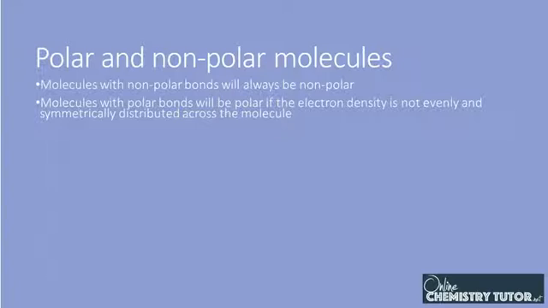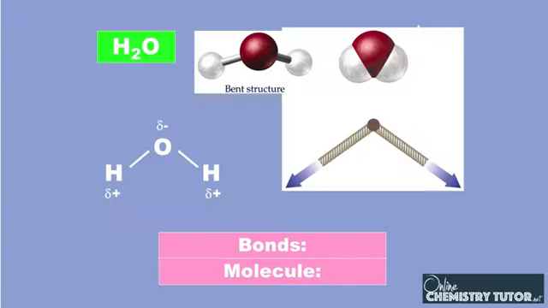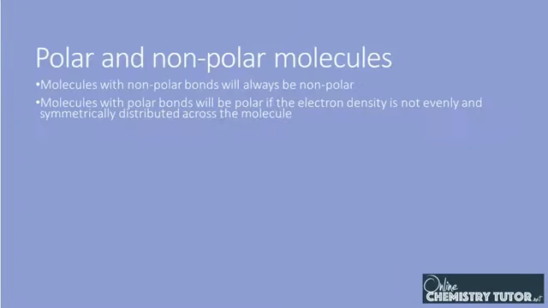Not just the shared pair, but all of the electrons in all of the shells. And electronegativity, even though that focuses on the shared pair, it can be used as an indication for how all the electrons on each atom are going to be shared across the molecule.